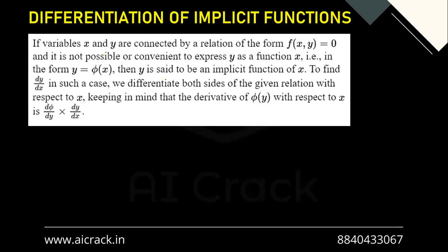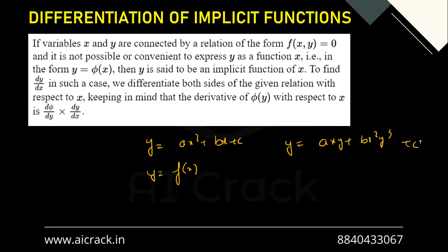Now let's talk about differentiation of implicit functions. What do we mean by implicit functions? You can read the entire theory afterwards, but let me explain implicit and explicit functions in a simpler manner. Let's say we have a function y = ax^2 + bx + c, a simple quadratic equation. Now I can clearly say that y is a function of x and nothing else, right? But let's say I have a function y = axy + bx^2 y^3 + cy, or maybe cy^4. In that case, I cannot really say that y is just a function of x.